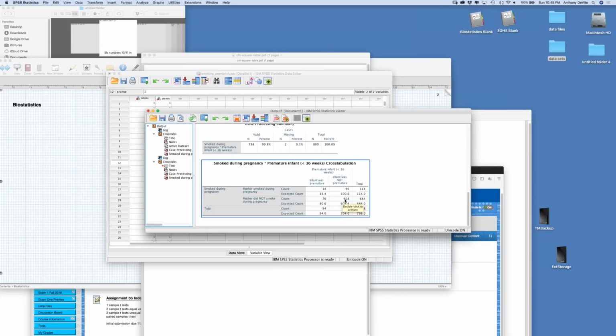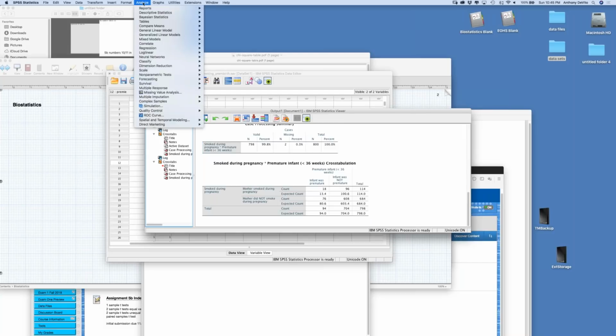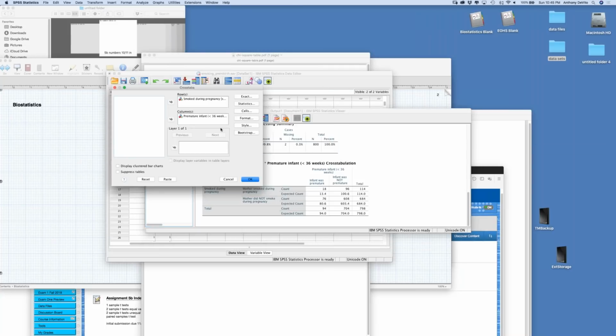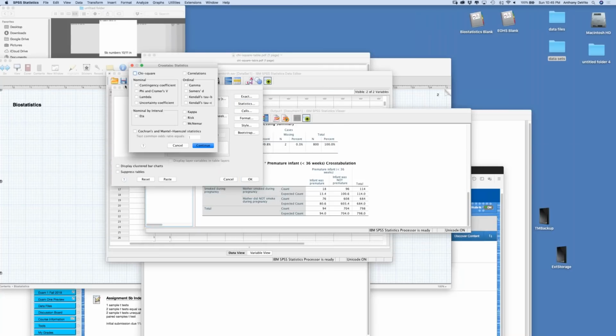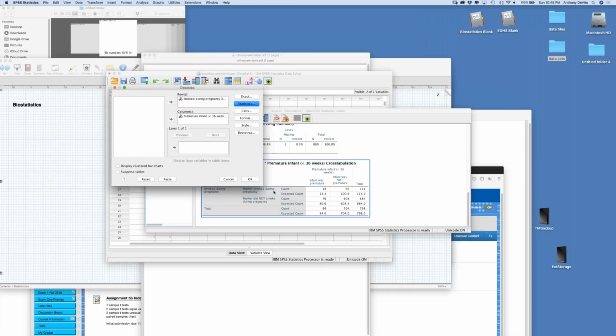That's our odds ratio. Well, fortunately, SPSS can do this for us. I'm going to go to Analyze, Descriptive Statistics, Crosstabs. I'm going to go into Statistics, and ask it to calculate chi-square and these risks for me. I'll click OK, and let's see what SPSS gives us.